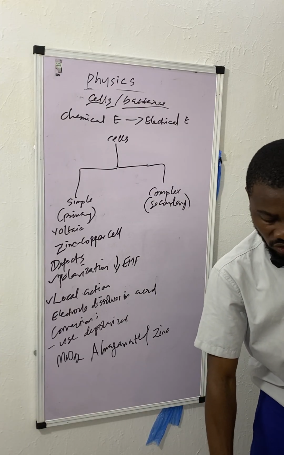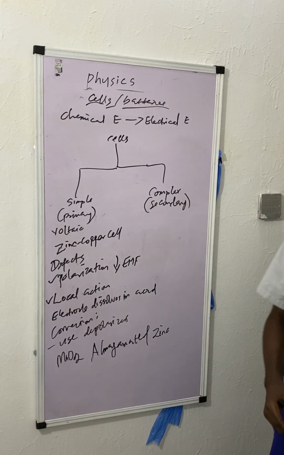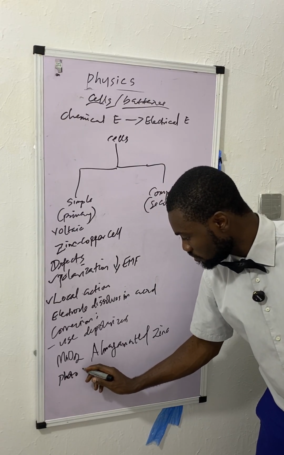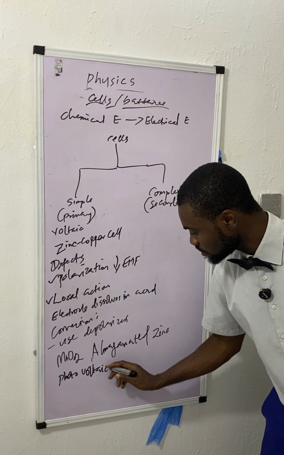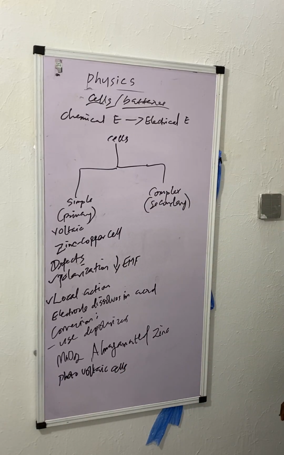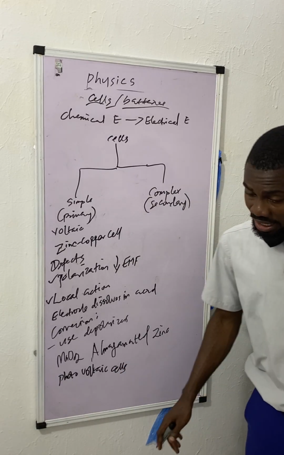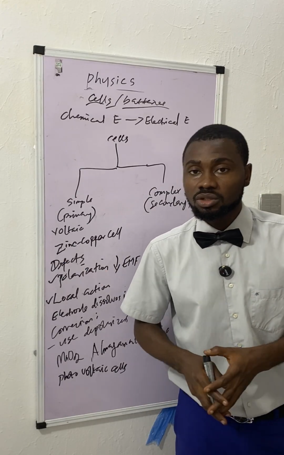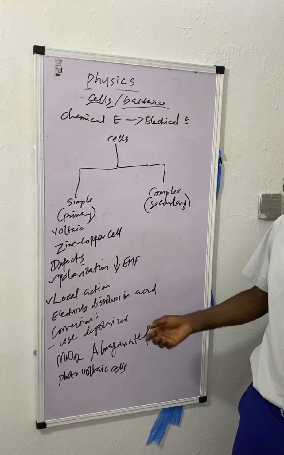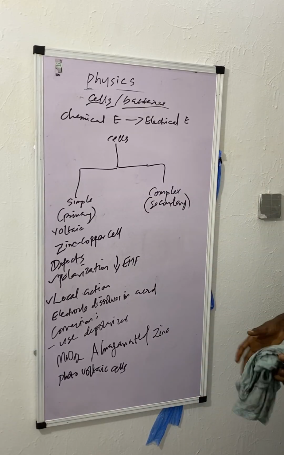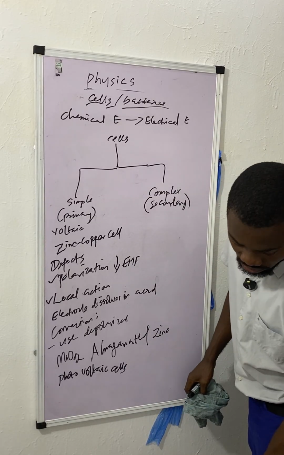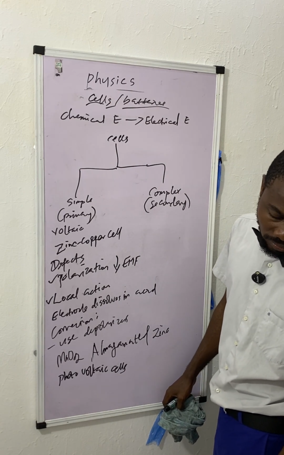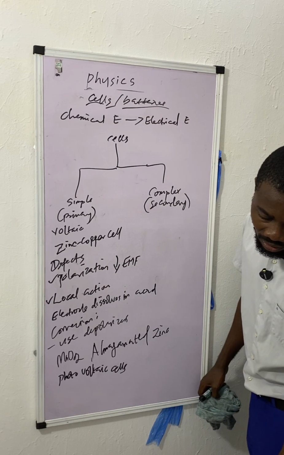What are solar cells? They are also called photovoltaic cells. They are cells that convert light energy to electrical energy, for example, a solar panel. So now let's look at other cells or other batteries and their components.